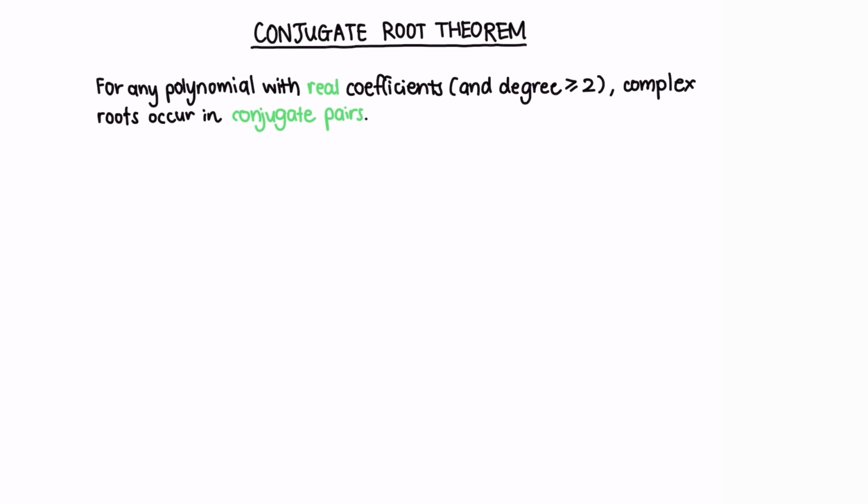Today we'll be covering the conjugate root theorem. So this theorem simply states that for any polynomial with real coefficients and degree more than or equal to 2, complex roots occur in conjugate pairs. So let's dissect this a bit.